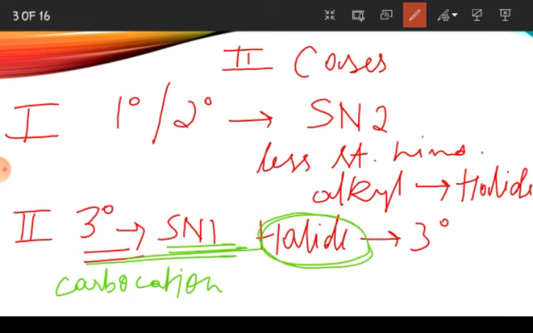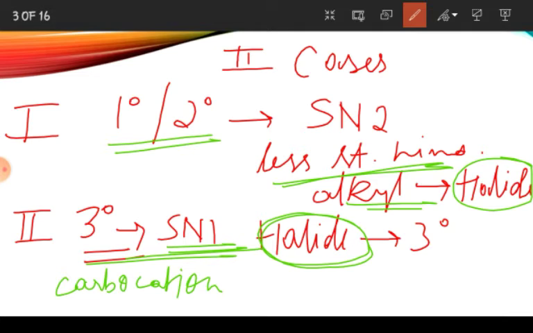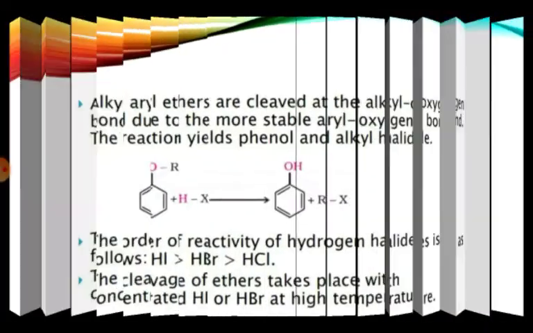So what you need to remember, there are only two possibilities. If one or both of the alkyl groups are 1 degree or 2 degree, or one is 1 degree and the other is 2 degree, the halide part will come from the less sterically hindered alkyl group. And if any of the alkyl groups is 3 degree, the halide part will go with the 3 degree.